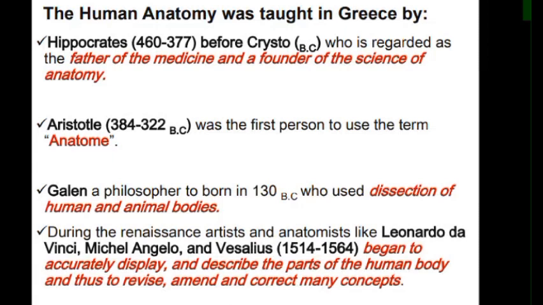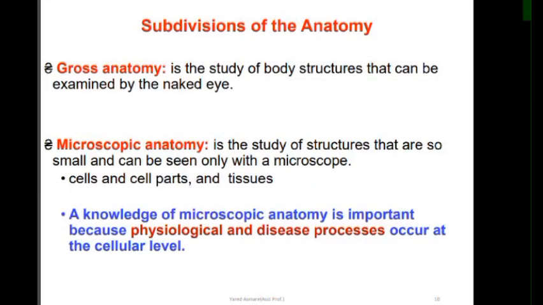During the Renaissance, artists and anatomists like Leonardo da Vinci, Michelangelo, and Vesalius, 1514 to 1564, began to accurately display and describe the parts of the human body, and thus to revise, amend, and correct many concepts. Dear learner, could you list the several subdivisions of anatomy?